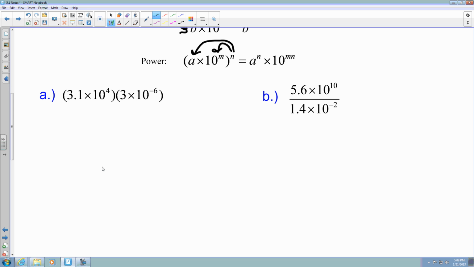So I have 3.1 times 10 to the fourth times the quantity 3 times 10 to the negative 6. So first off, I'm going to multiply these two together, and what I get is 9.3. Then I'm going to go times 10, and since I'm multiplying, I'm going to add these exponents together. So 4 plus a negative 6 gives me a negative 2.